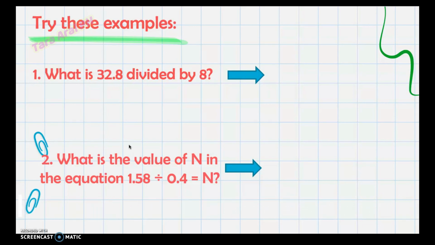And let's see if your answer is correct. For 32.8 divided by 8, the answer is 4.1. And for the value of n in the equation 1.58 divided by 0.4 equals n, the answer is 2.95.